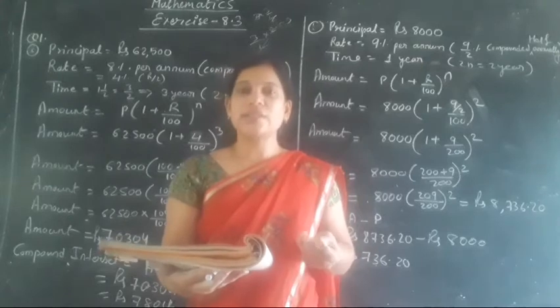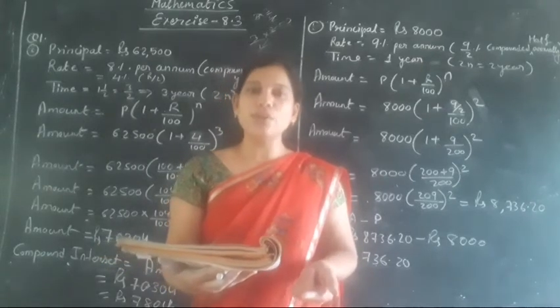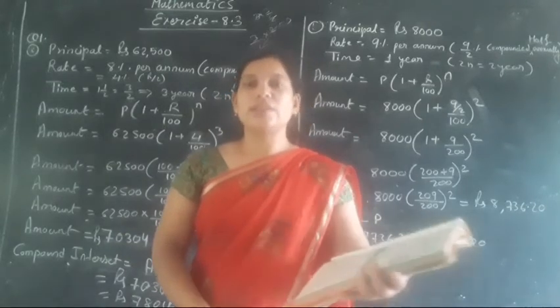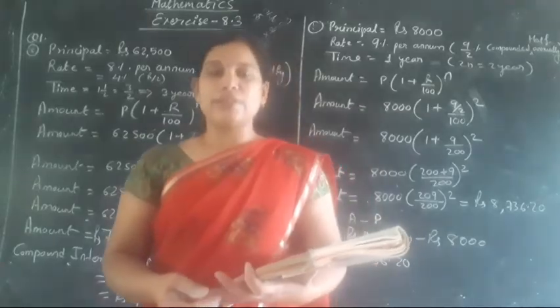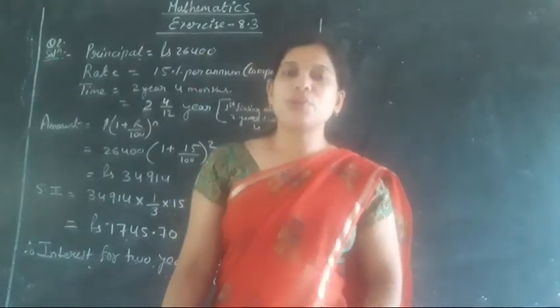Okay, so Kamla is going to take a loan from the bank of 26,400, and the rate of interest is given as 15%. Time is given as 2 years 4 months. So we have to find the amount as well as the compound interest.